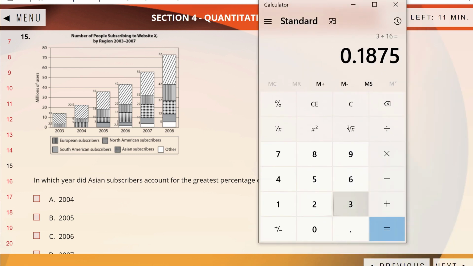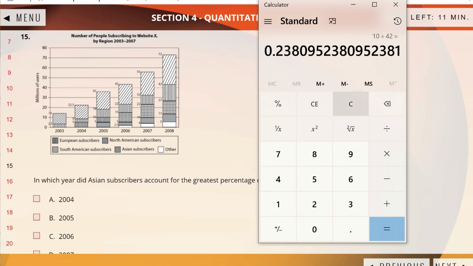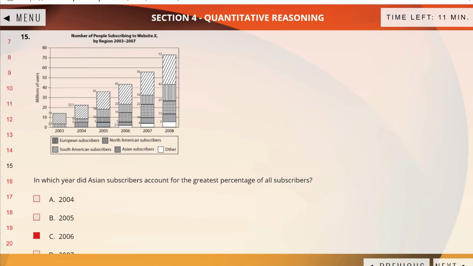So 2007 is 12, because the gap between 10 and 22 is 12. 12 out of a total of 55. 12 out of 55 was 2007. That's 21.8%. 2006, it was 10 out of 42. 23%, so 2006 was higher. And let's check 2008. So far it's 2006. There's a gap of 14 out of 72. No, that's lower. And that one, just to quickly check, 5 out of 35 for 2005. Yeah, it's way lower. So it's 2006, wasn't it?